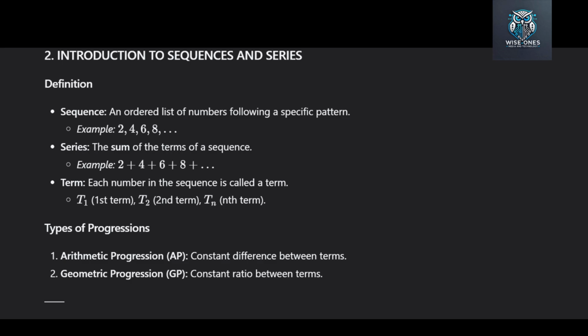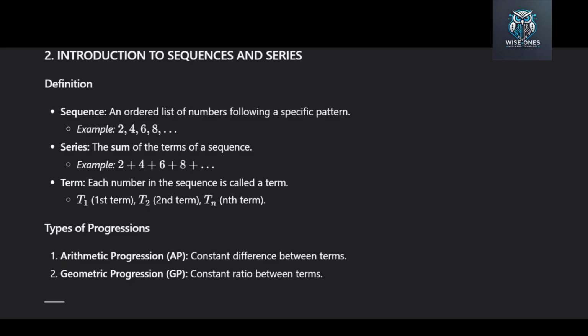Each number in the sequence is called a term. We label them. The first number is the first term. We write this as t sub 1. The second number is the second term, written as t sub 2. The nth number is the nth term, written as t sub n. This n just means any number position.